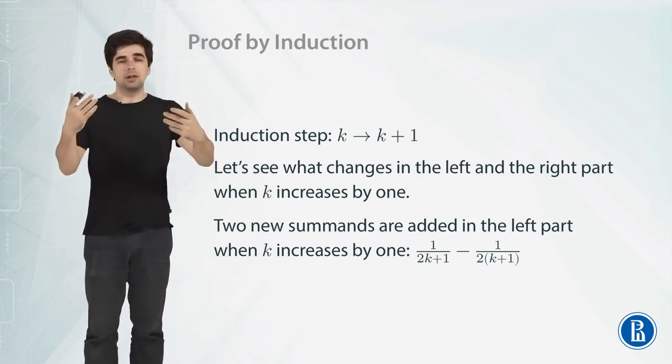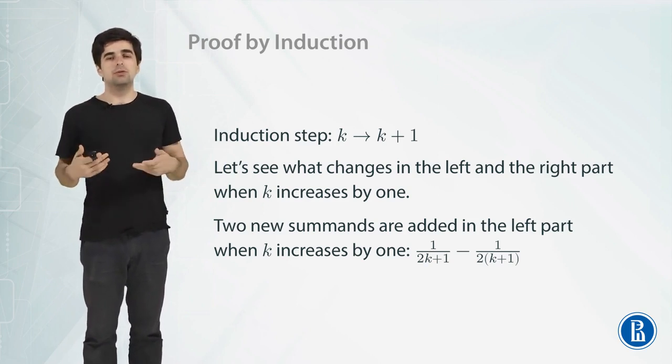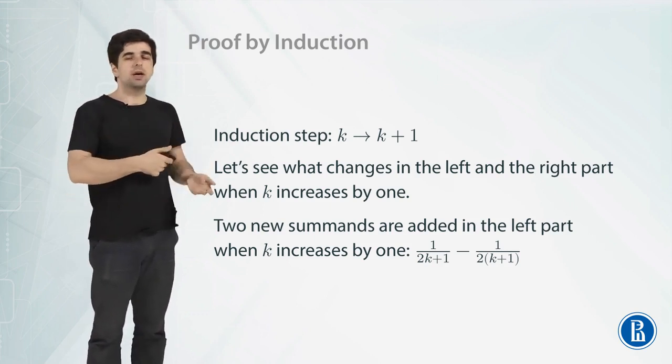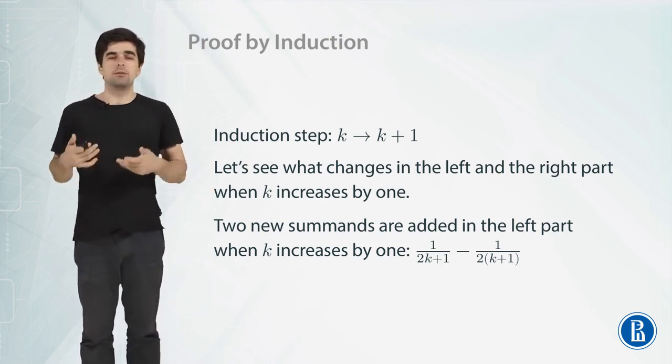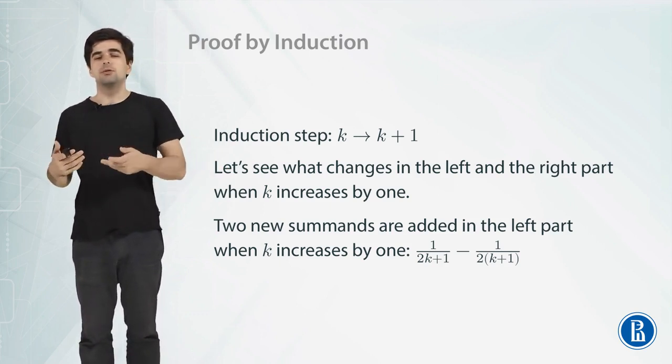So for the alternating sum, when we increase k by 1, we always get two more summands. We get one with plus and one with minus. So with plus we have 1 over 2k plus 1, and with minus we have 1 over 2 times k plus 1.